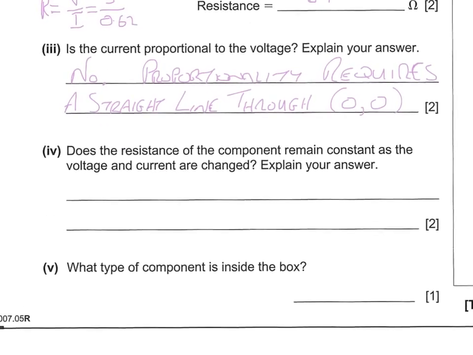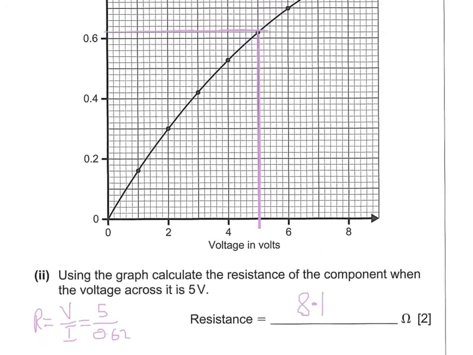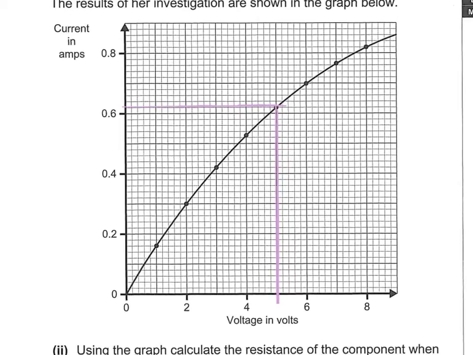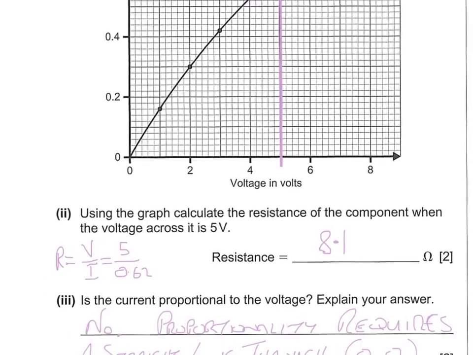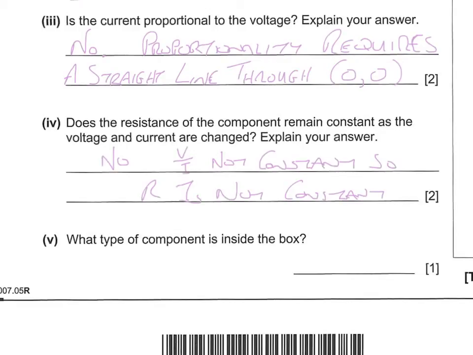Does the resistance of the component remain constant as the voltage and current are changed? Explain your answer. Well, resistance is V over I, and this ratio of V over I would be the 1 over the gradient of this. So in order for that to be constant, the gradient here would need to be constant, and it isn't. So again, that would also require a straight line. So that's a no, because we don't have a constant gradient. Another way to say it is that if V over I is not a constant, then R is not a constant.